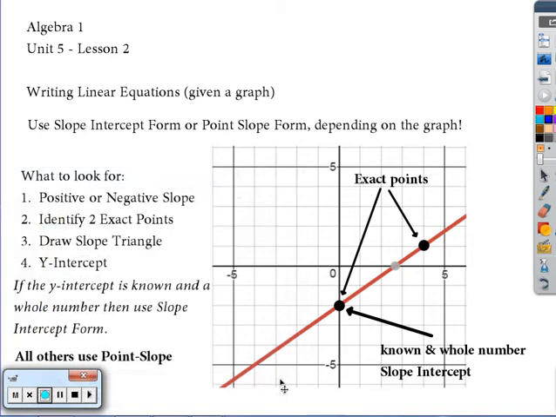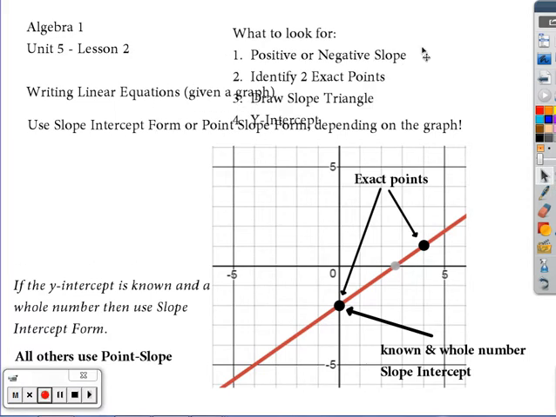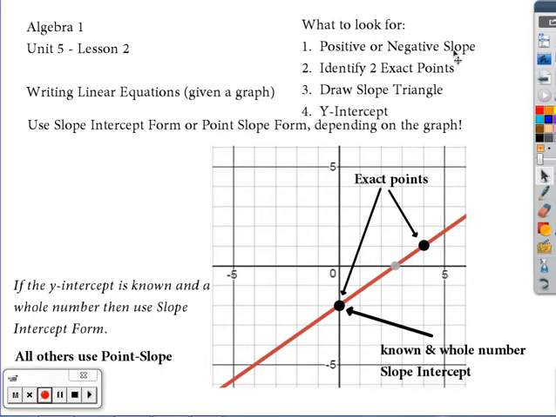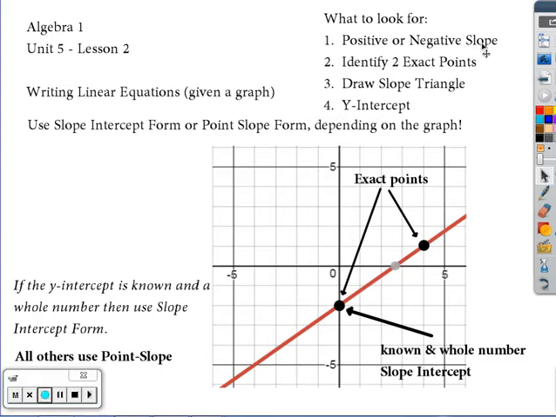Now we're writing linear equations when given a graph. Here we can use slope-intercept form or point-slope form depending on the graph. When and where we're going to utilize those different ones, well, here's some things that we're going to look for. Positive or negative slope, identify two exact points, draw a slope triangle, do we have a y-intercept?